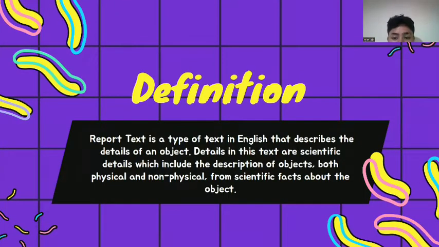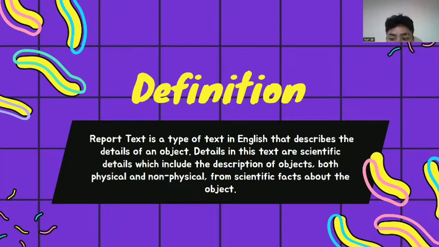Definition of report text. Report text is a type of text in English that describes the details of an object. Details in this text are scientific details which include the description of an object, whether physical or non-physical, from scientific fact about the object. For your information, report text is included in the descriptive text, which provides information to readers about the object of this text itself.